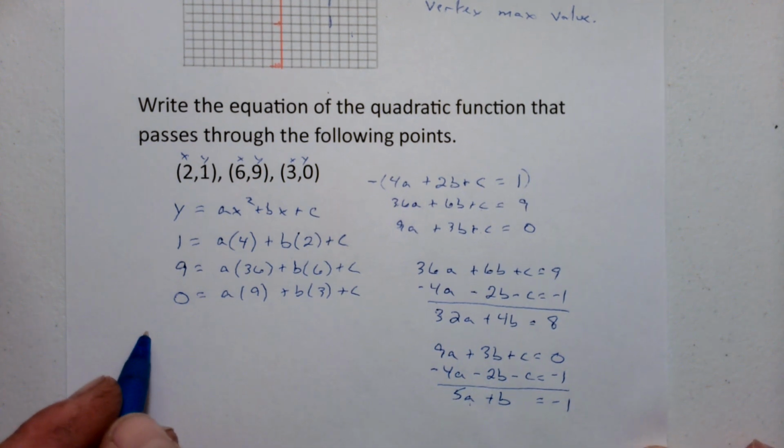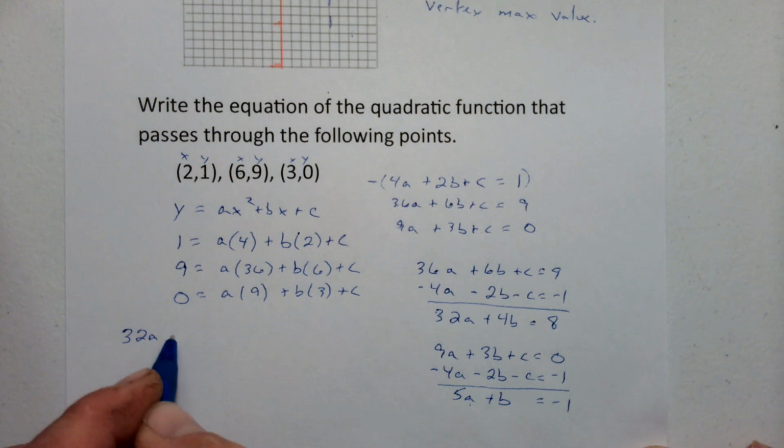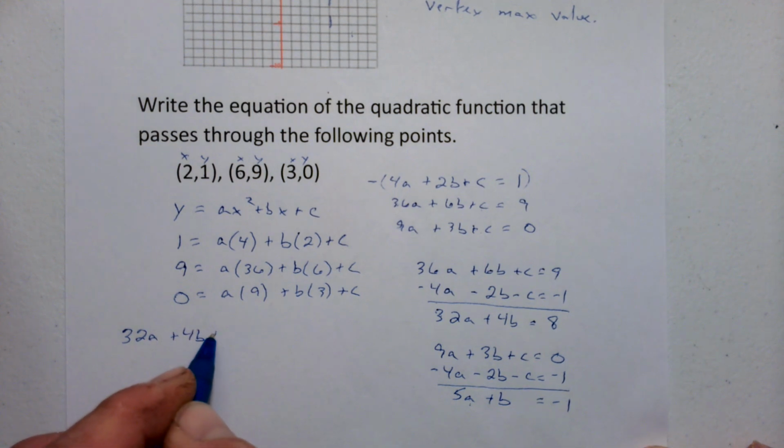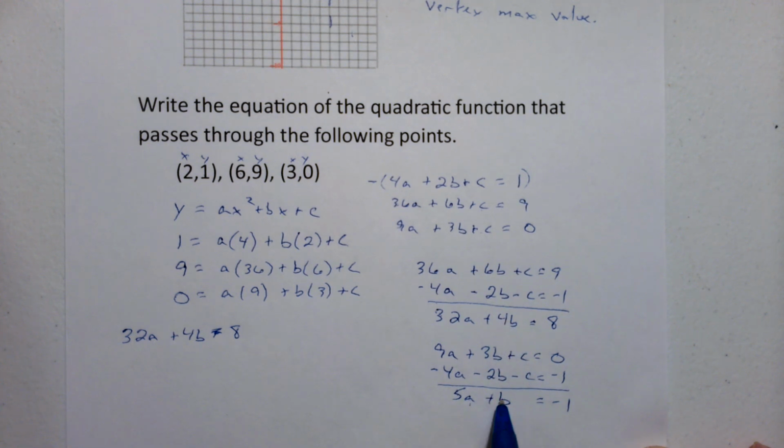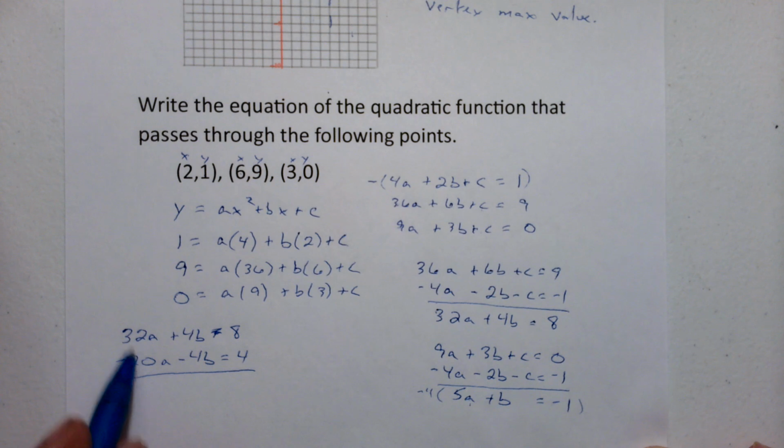So now I have 2 equations, and I only have 2 variables, a and b. So I'm going to come off to the side over here. If I have 32a plus 4b equals 8, if I want to cancel out my b's, I can multiply the other equation by -4. And that's going to be -20a minus 4b equals 4. Adding down, 32a minus 20a gives me 12a. My b's cancel, equals 12. So we know that a is going to equal 1.